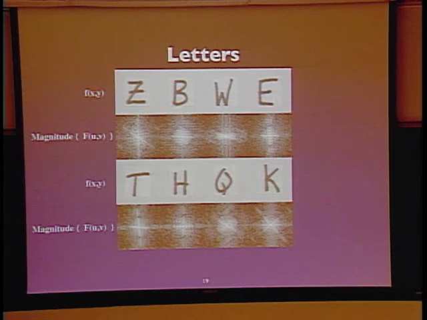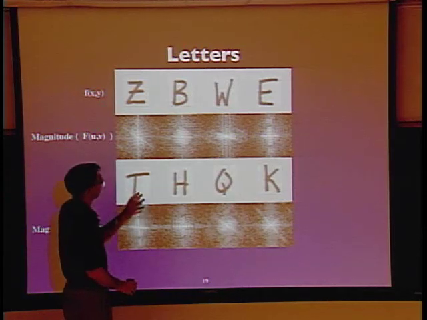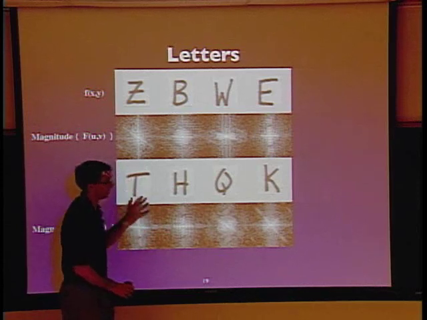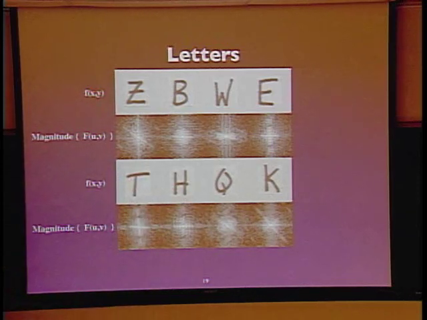A couple more examples just for your amusement. Here's the Fourier transform of a set of letter images. You can probably look at each one of these, or some of them anyway, and come up with your own notion of why the Fourier transform looks the way it does. And possibly the easiest one is to say, okay, why does the Q look different than everybody else? I'll leave that as an exercise up to you to determine why the Fourier transform for the letter Q looks different than the Fourier transform for all those other letters.